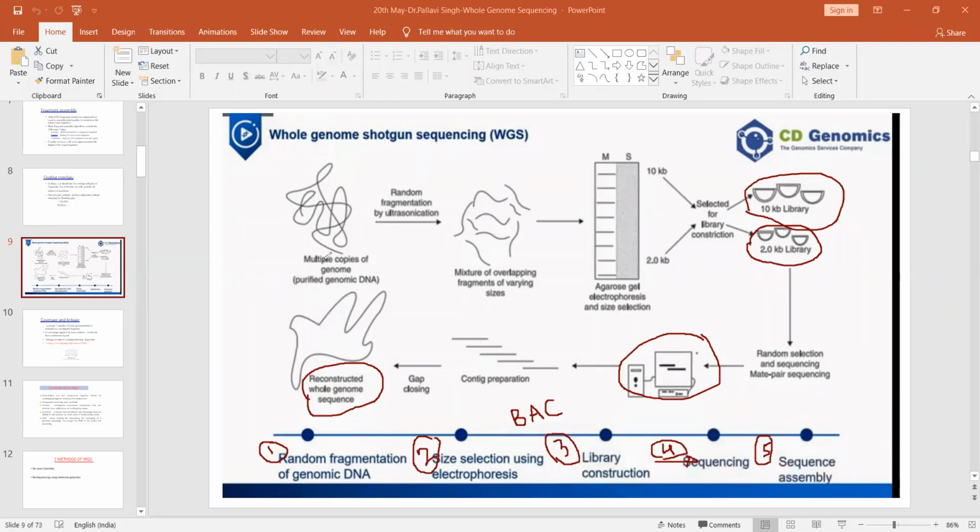Now there are certain drawbacks. There are certain key terms as well as the drawbacks of this method which I will be covering. Okay, let me erase this and go to the next slide.